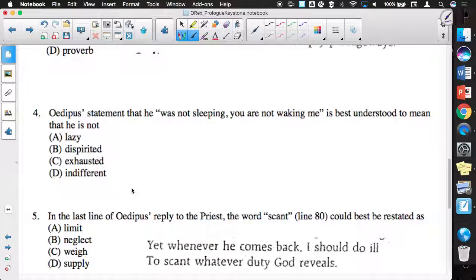Number 4, this one was at a 40% clip. Oedipus' statement that he was not sleeping, "you're not waking me," best understood to mean that he is not... I think we know what lazy would mean. What's dispirited mean? If someone is dispirited. Is that what you want to put? Yes. Dispirited? He's like, he gave up pretty much. Yeah, if you have lost all hope at that point, Nick's right, you would be dispirited.